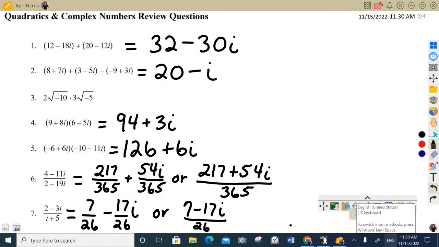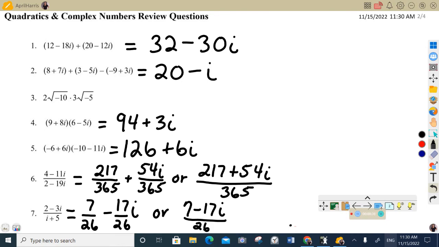Right, pre-cal. We are reviewing for the quadratics and complex numbers test that's going to be on Thursday and Friday of this week, which will be the 17th and 18th. You should have gotten the review in class, or there's a review on Canvas as well. The first 7 or 8 questions can all be done in the calculator. Anything you see with an i on it can be done with a calculator.